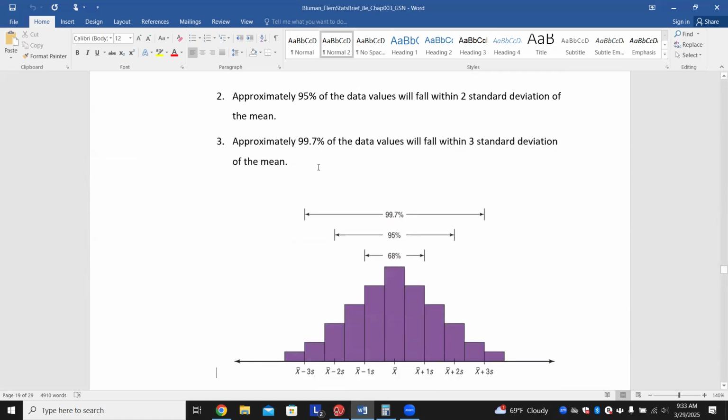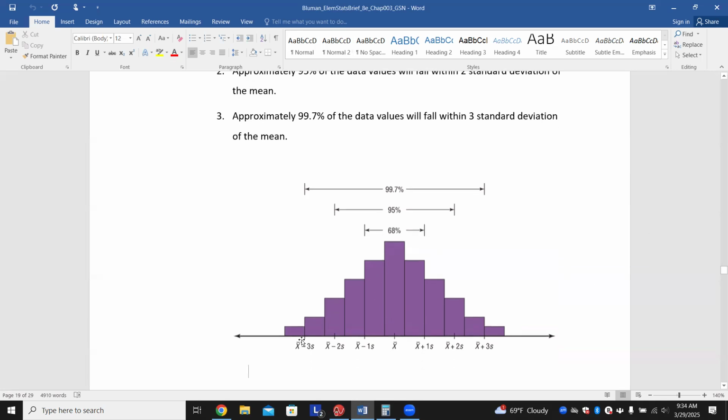Two, approximately 95% of the data values will fall within two standard deviations of the mean. So again, 95% fall between plus or minus two standard deviations. And then approximately 99.7% of the data values will fall within three standard deviations. So within three standard deviations of the mean, the majority of all my data should fall. In between all that, the 0.3% could just be my little outliers that don't fall quite in there.